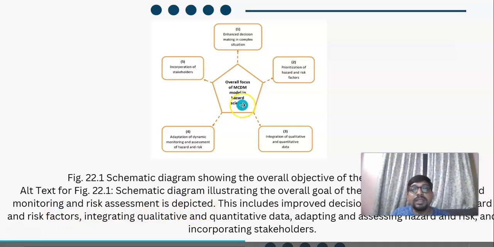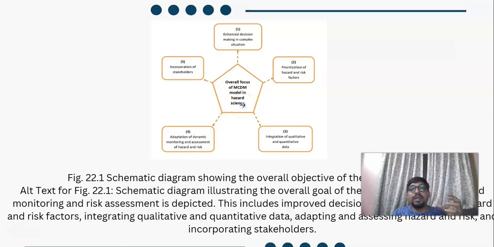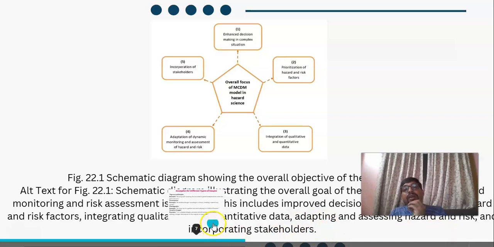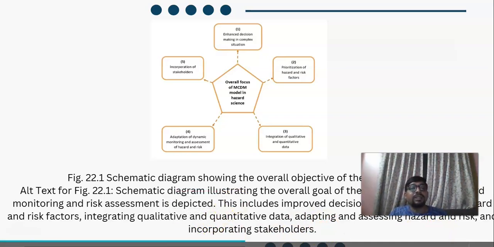See here, the hazard assessment, hazard and risk assessment. And for hazard and risk assessment, there are 5 components, so I mention them. This includes improved decision making, one component. Then another component, prioritize hazard. Here the priority hazard. Then risk factor. Here the risk factor. Then integrating qualitative and quantitative data, adapting, assessing hazard and risks, and incorporating stakeholders. This way you can write your alt text, from the text to description.